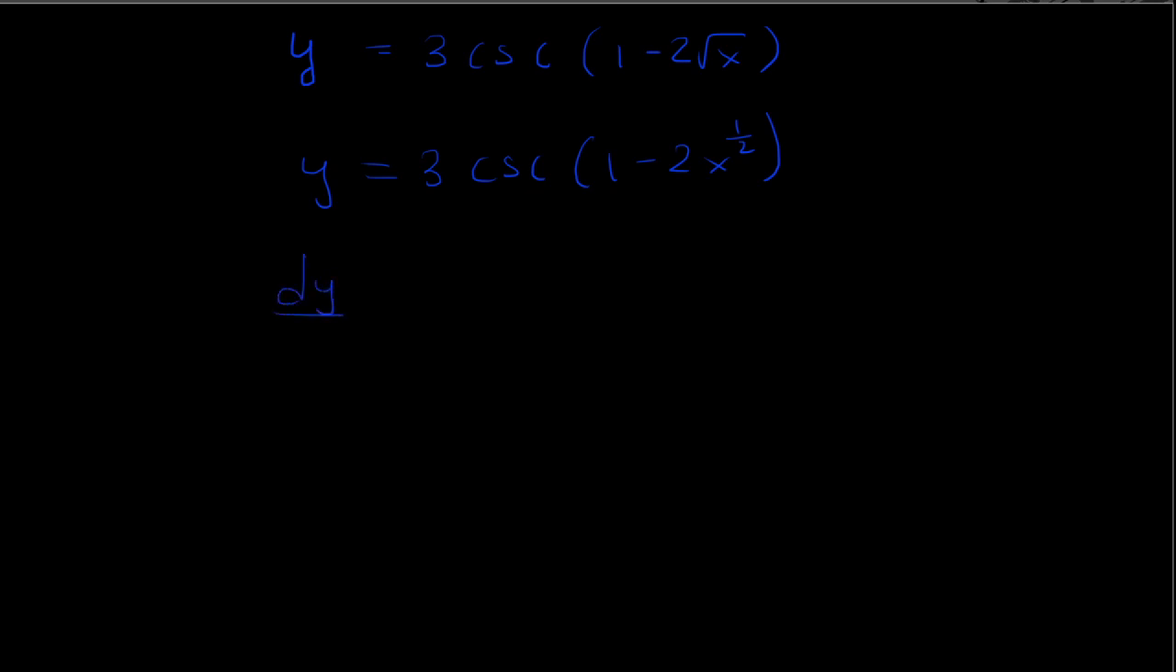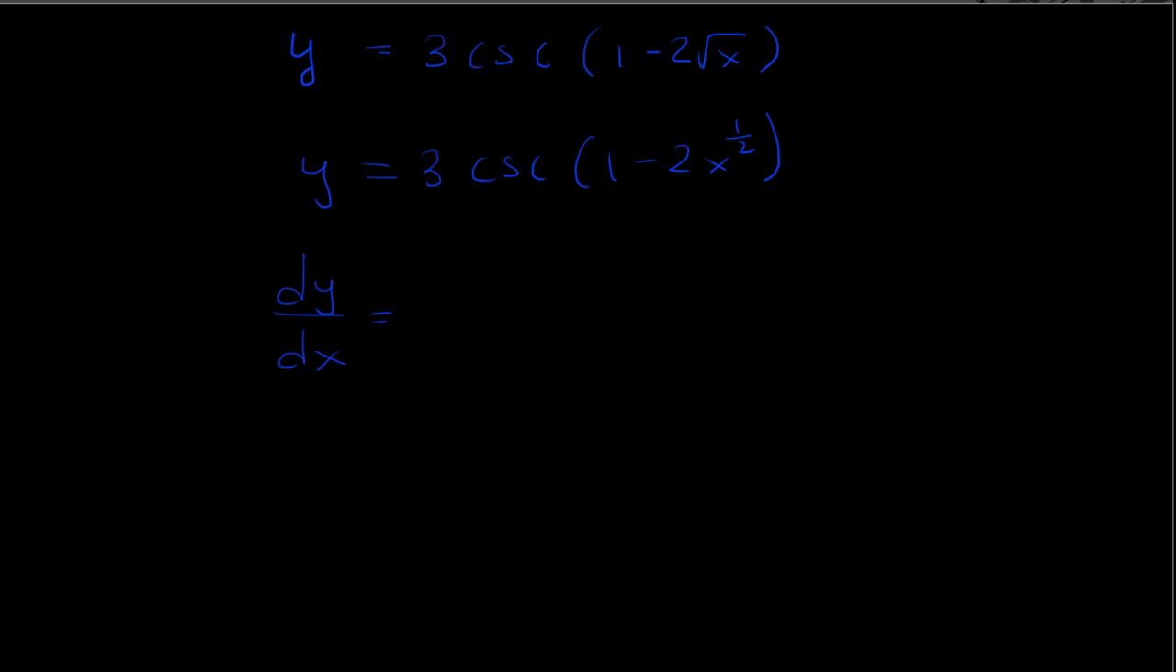I want to find dy for y equals 3 cosecant of (1 minus 2 square root of x). So I'm going to rewrite this as 3 cosecant of (1 minus 2 times x to the 1/2 power). So I'm going to be taking the derivative of both sides. So the derivative of y is dy over dx.